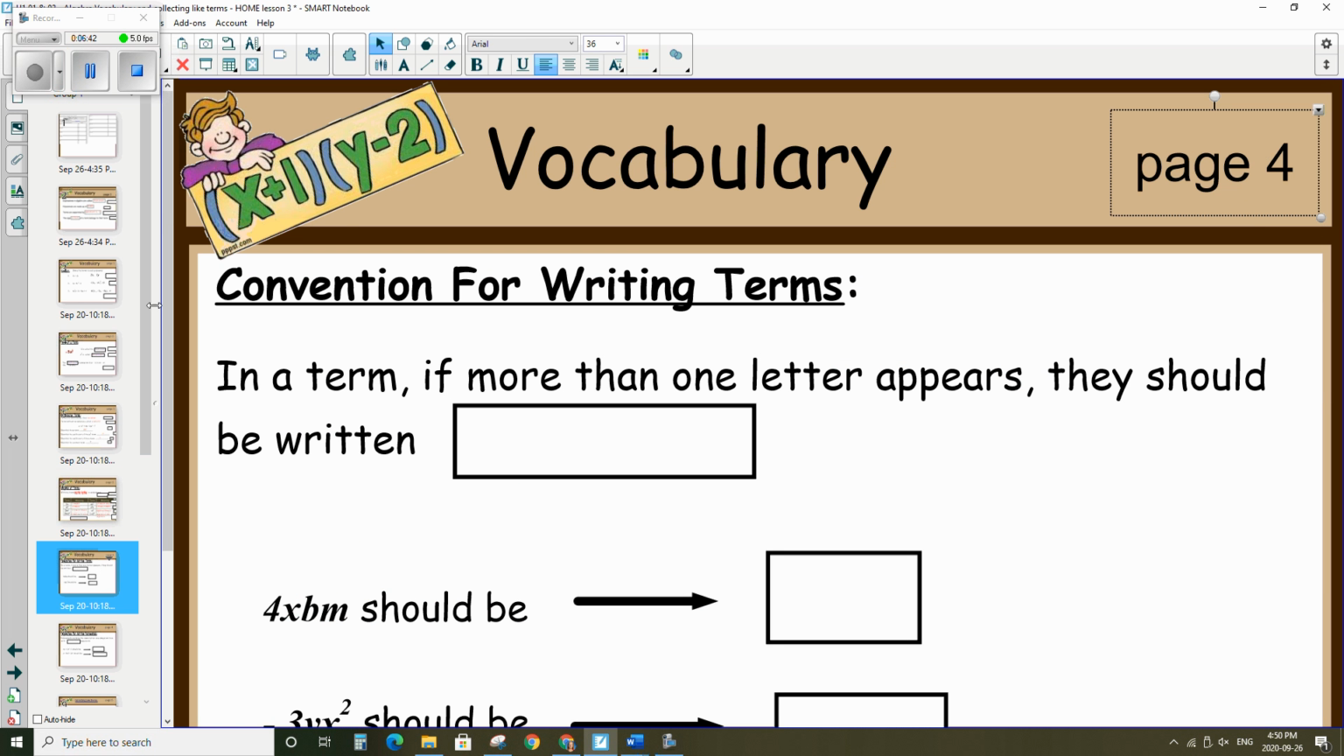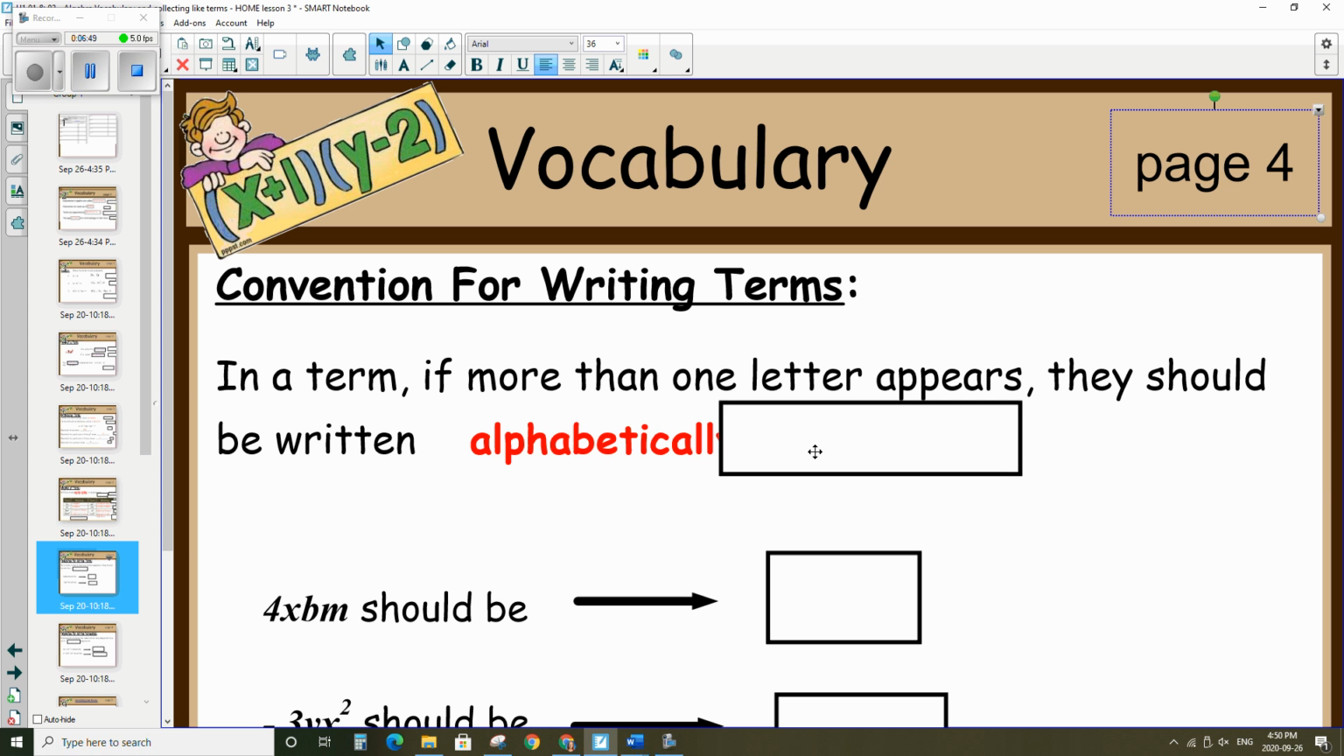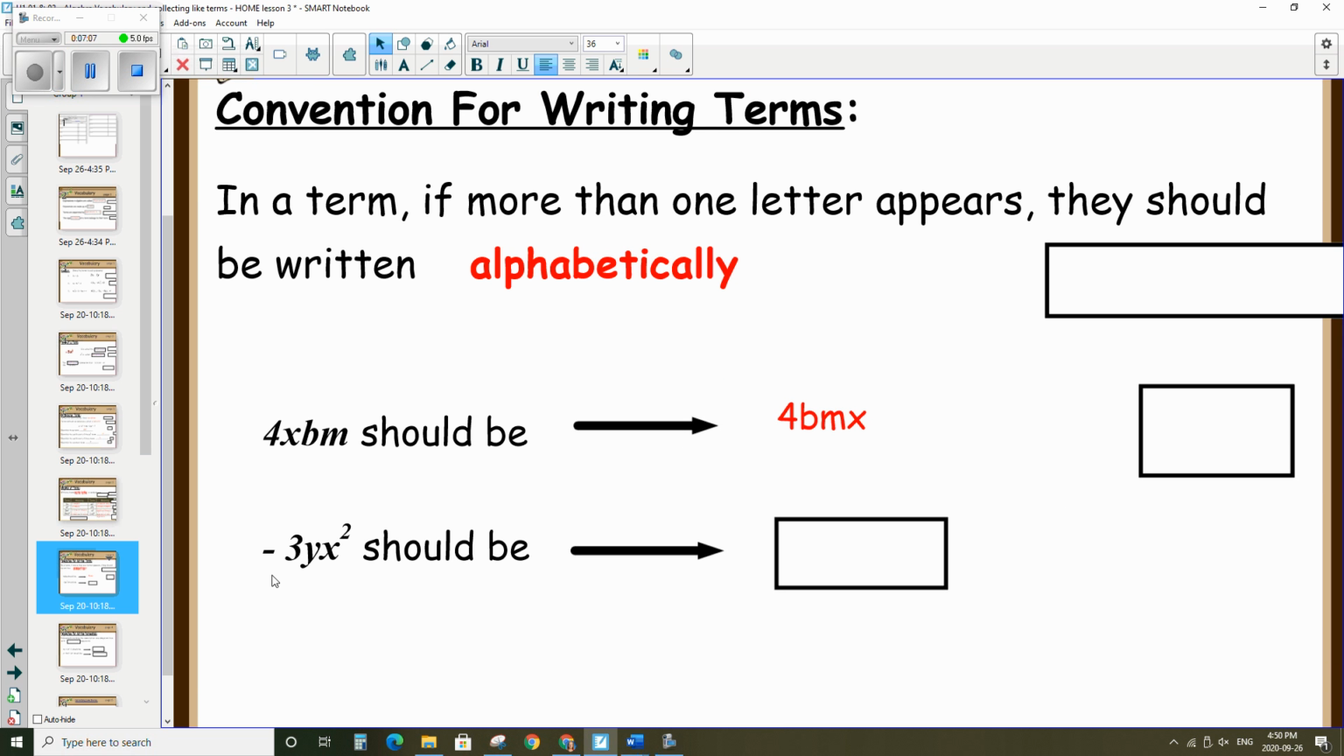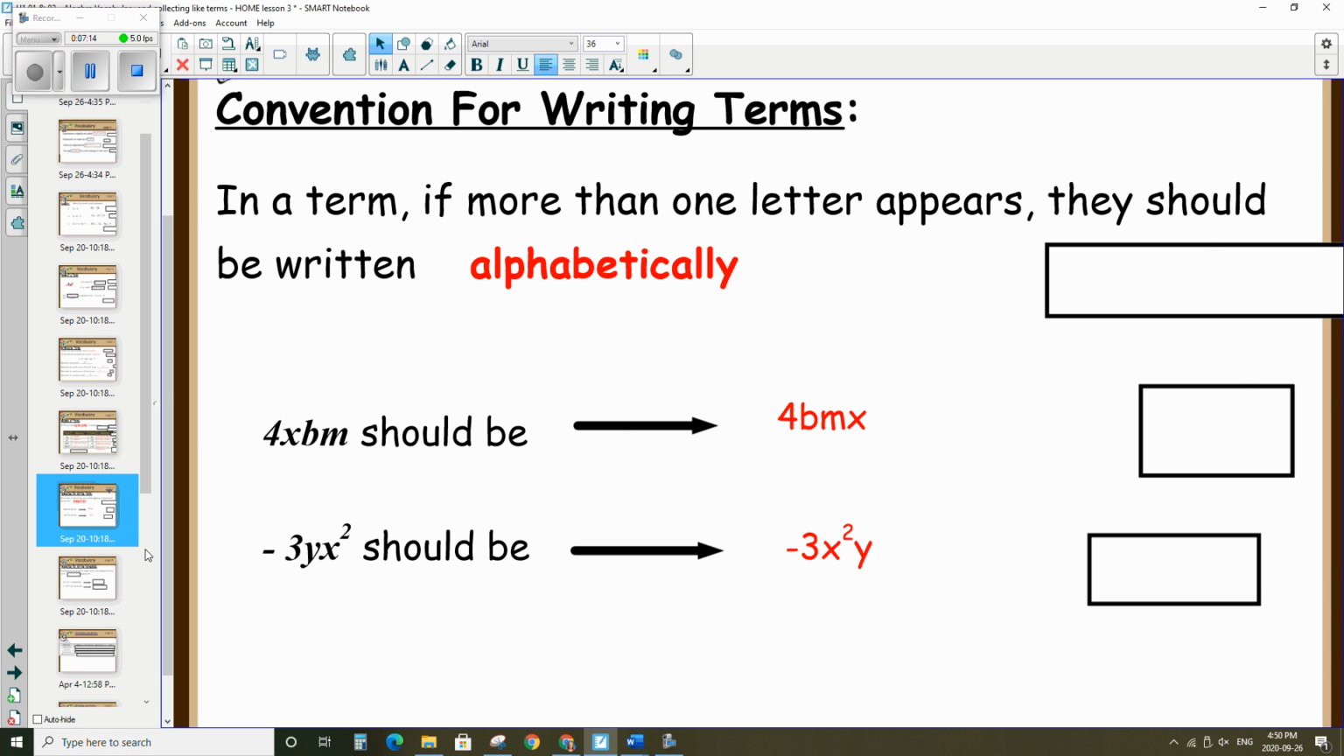And so now we're on page 4, conventions for writing terms. In a term, if more than one letter appears, they should be written in alphabetical order. So if you have an expression that has an x and a y, make sure that you're writing the x first and then the y. Here we have 4xbm. Write these in alphabetical order. So b should go first, then m, and then x. So 4bmx. This expression here should be 3x squared y with a -3. It should be -3x squared y in the front.